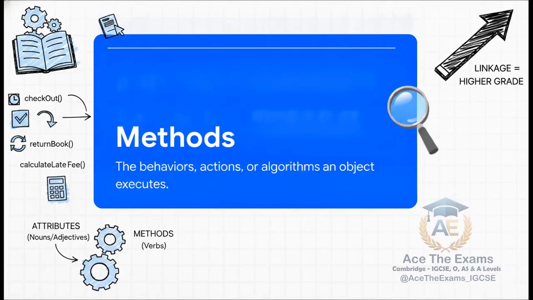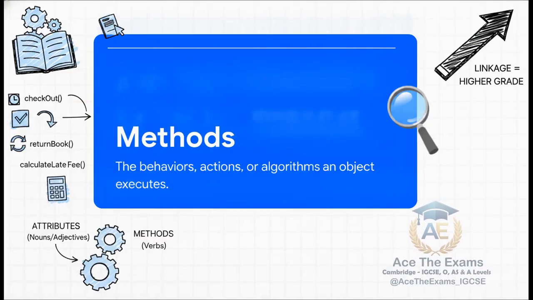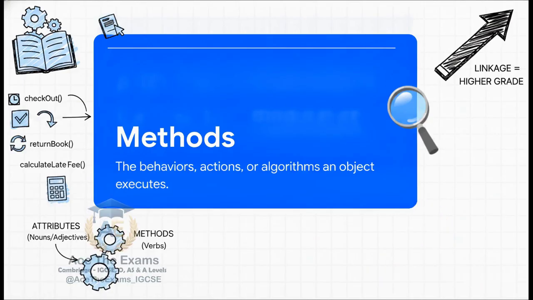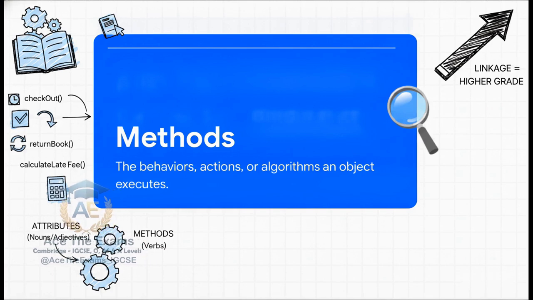Let's move to our next interconnected concept, methods. These are the behaviors, actions, or specific algorithms that an object executes. Think about it in grammatical terms. If your attributes are the nouns and the adjectives describing your object, then your methods are unequivocally the verbs. They do the heavy lifting. In our ongoing library system scenario, methods would be functions like checkout, return book, or calculate late fee.